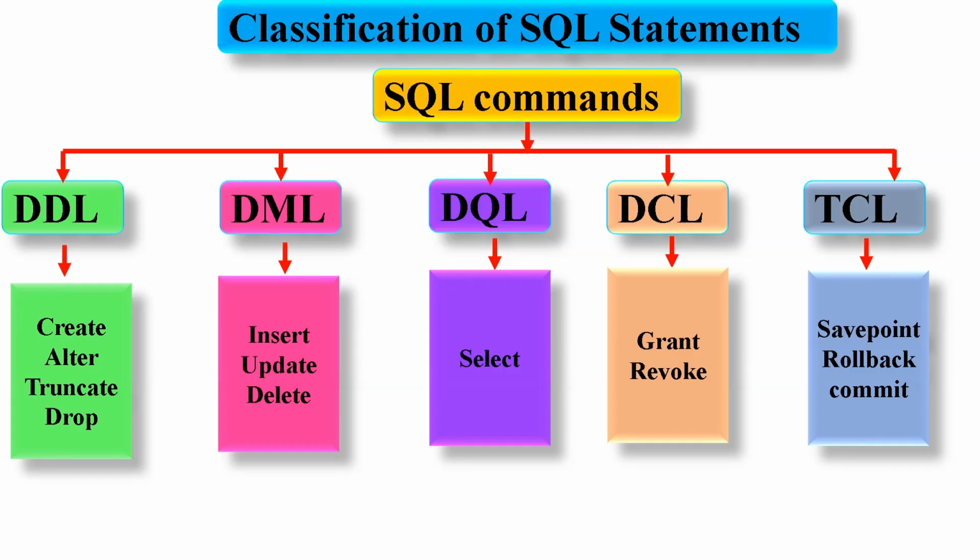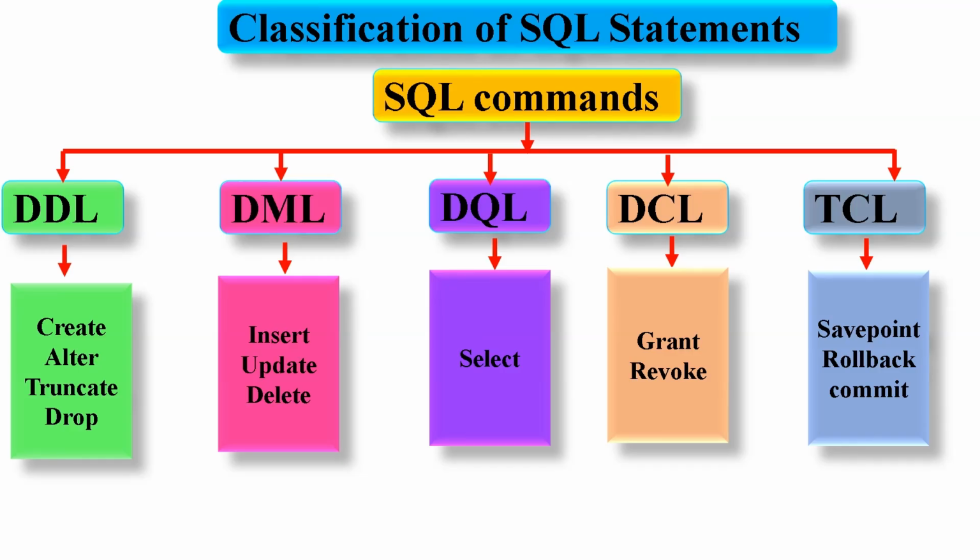DDL, Data Definition Language. DDL is used for defining and managing the structure of a database. It includes commands such as create, for creating tables, indexes, and other database objects, alter, for modifying the structure, and drop, for deleting objects. The truncate statement is often categorized as part of the data definition language, DDL, because it is used to remove all the data from a table, effectively resetting the table to an empty state.